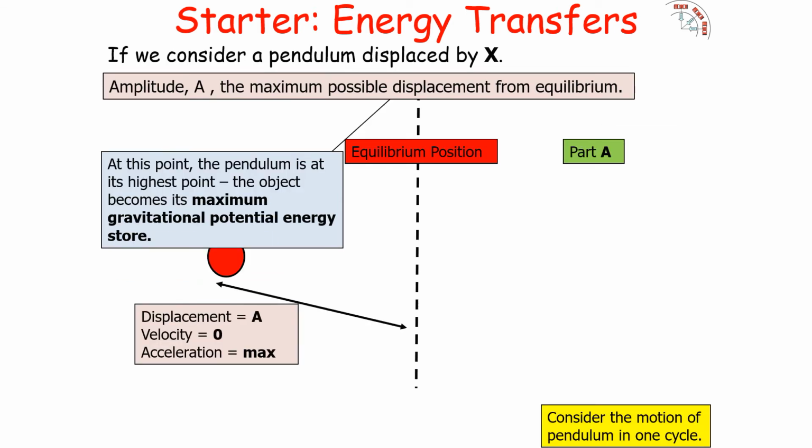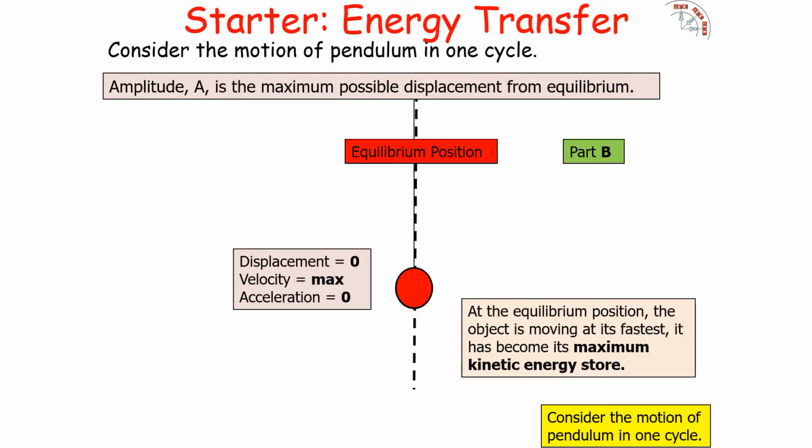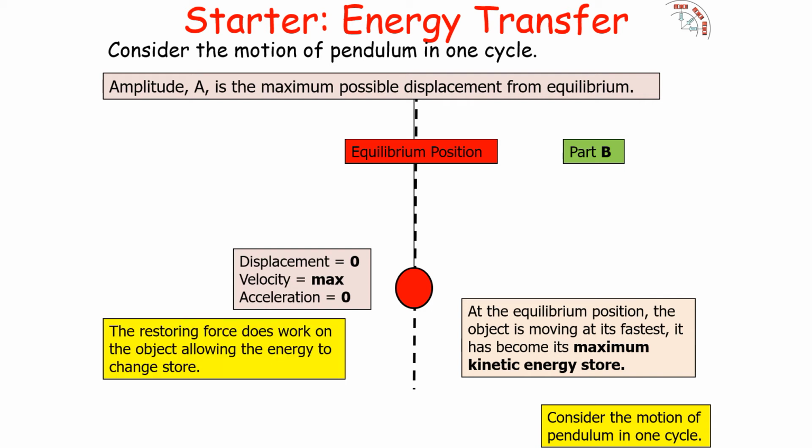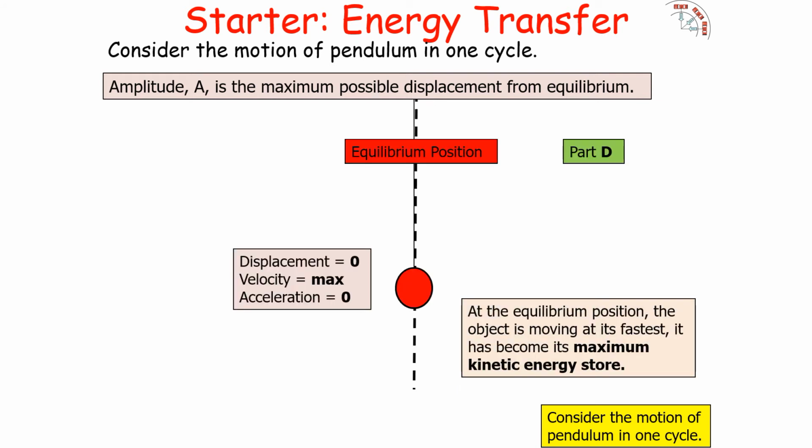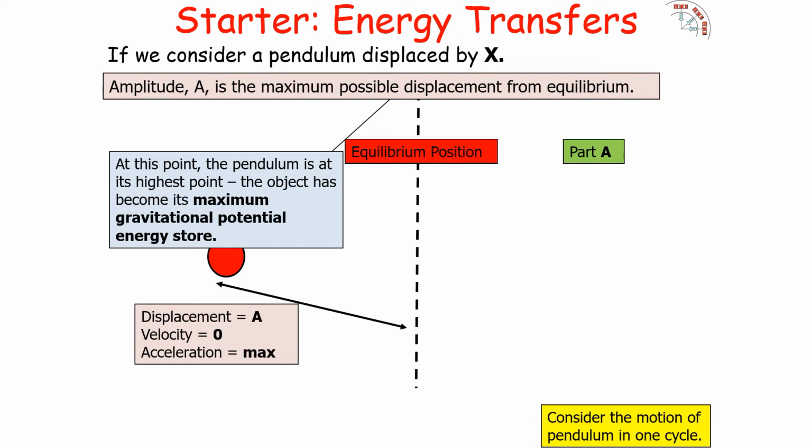At this point, maximum displacement, the pendulum is at its highest point, so it's got maximum gravitational potential energy, whilst it's got no motion, so it'll have zero kinetic energy. At this point, it's moving through its fastest, so it's got a maximum kinetic energy store. The restoring force has done work on the object, allowing the energy to change store. Here at maximum displacement, the pendulum is at its highest point again, so it becomes a maximum gravitational potential energy store. Here it'll become its maximum kinetic energy store, and once again here its maximum gravitational potential energy store.